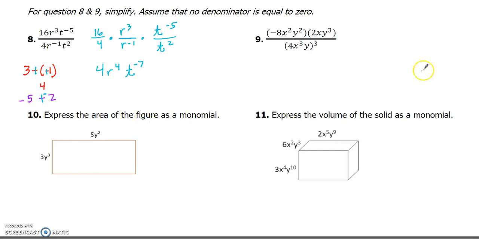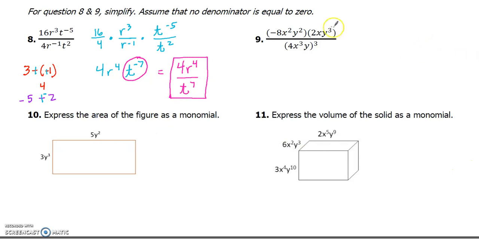And then, of course, we cannot keep our answer with a negative exponent. So the negative exponent, we need to write the reciprocal, which means we're going to flip it over, right? So I'm going to have the 4 and the r to the 4th in the numerator, but in the denominator, I will have t to the 7th power. There's number 8.